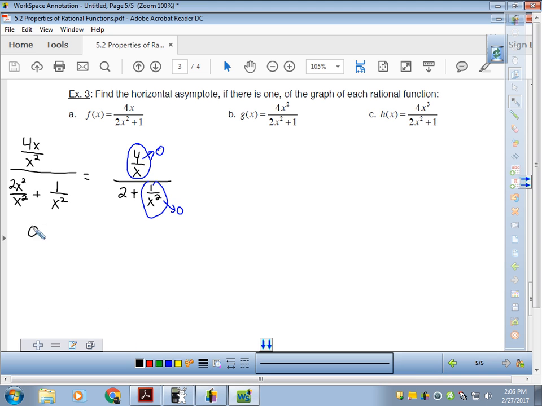So what I really have is 0 over 2 plus 0. So that's 0 over 2. 0 divided by 2 is 0. So my horizontal asymptote is y equals 0. And the more you do this process, the easier it becomes. It just takes a little bit of practice is all.